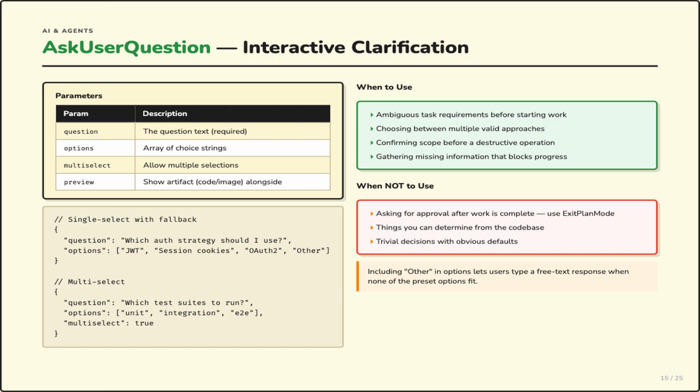The key guidance on when to use it: call Ask User Question when there's genuine ambiguity that blocks progress and that the codebase can't answer. Don't use it for things you can figure out from reading the code, and don't use it to ask for approval of a completed plan. That's what Exit Plan Mode is for.